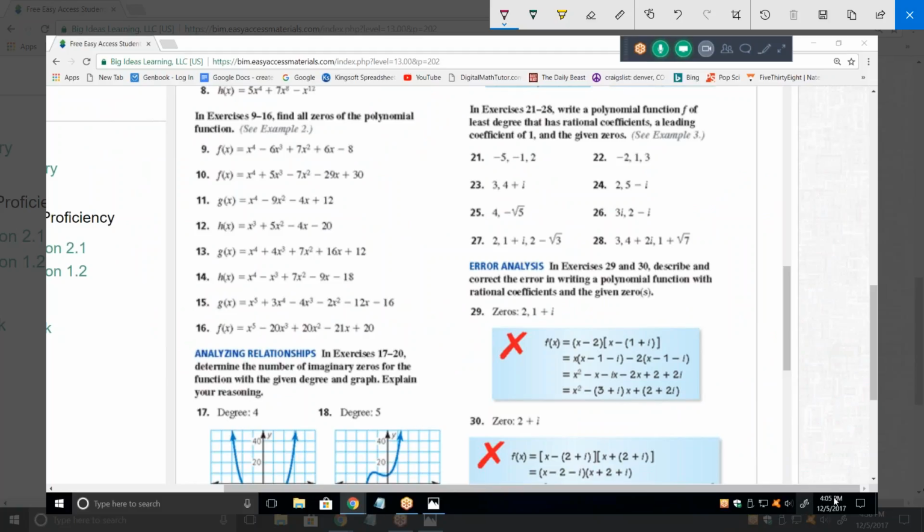In other words, there were 4 imaginary solutions to that fourth degree polynomial. We ended up with a quartic, and it didn't have any real zero. It had only imaginary zeros. How many zeros does 27 have? 5. How many zeros does 28 have? 5.